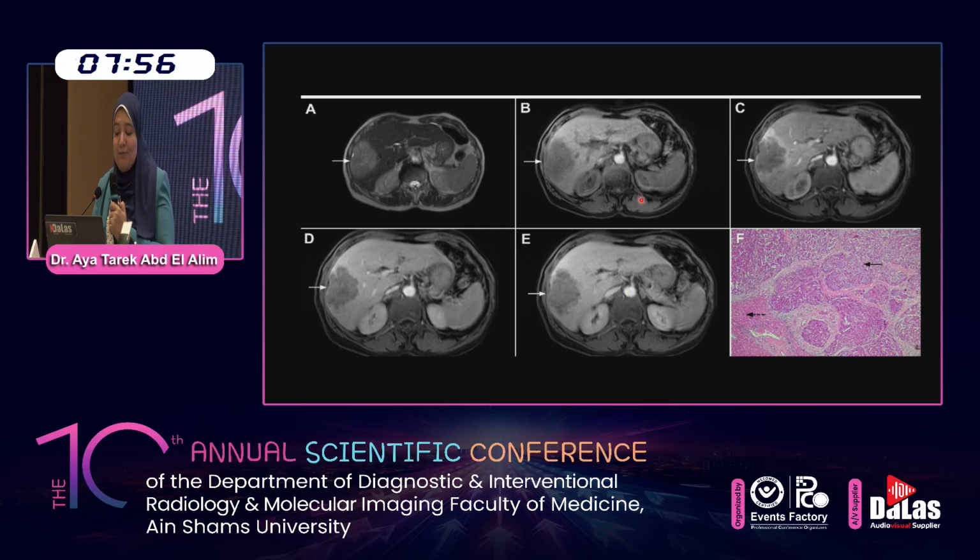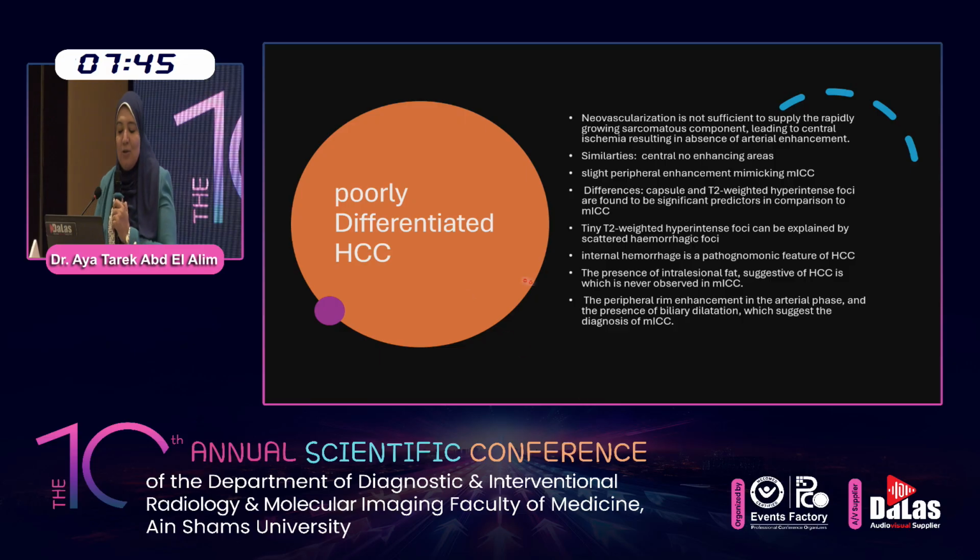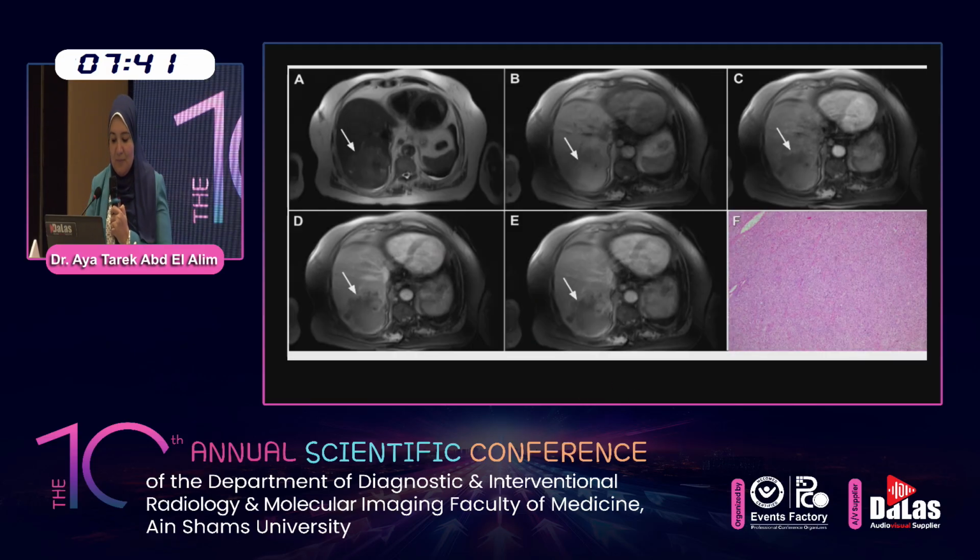The clue for this is that you can find some internal foci of high T2. Cholangio is sometimes not high T2, it's more cloudy, but HCC has high T2. The poorly differentiated one will be similar to anything. As we can see, it has heterogeneous early enhancement with areas of washout.